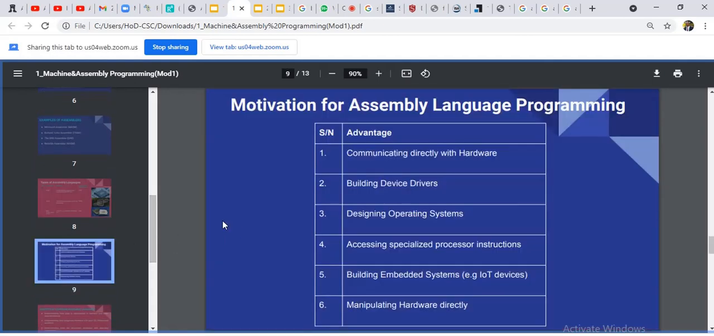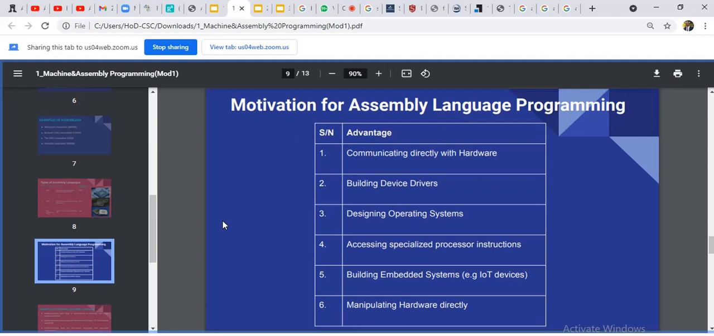Yes, sir. So the question is, what is the motivation for assembly language programming? You want to know why people are still programming with assembly when we have Python, JavaScript, Java, Node.js, all of these high level programming languages. So why are we still programming with assembly? Why do I need to become an assembly programmer? Because it seems to be old school, but it's not. The number one motivation is that assembly language programming allows direct communication with hardware.